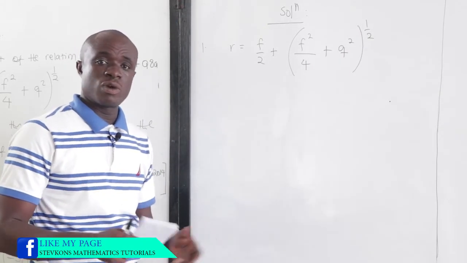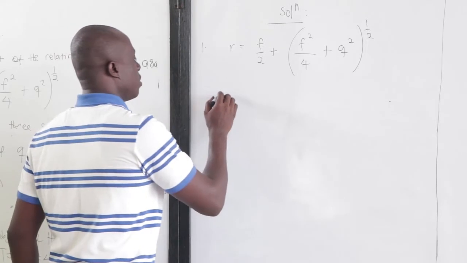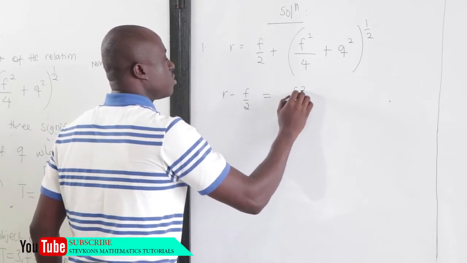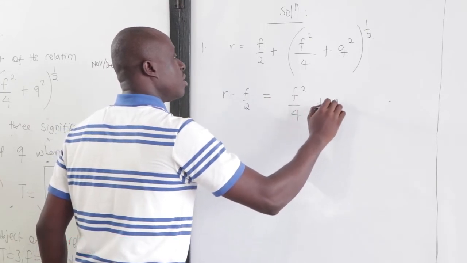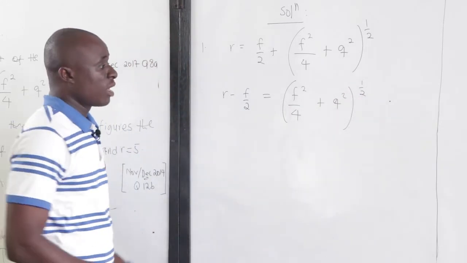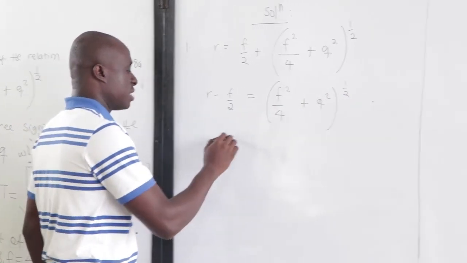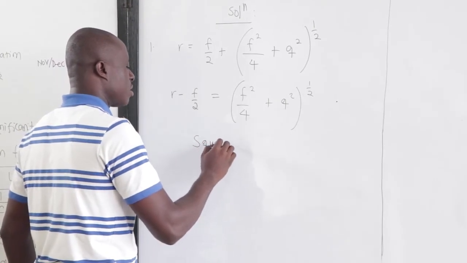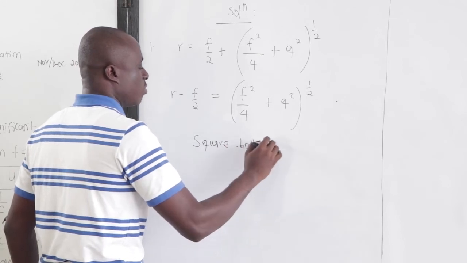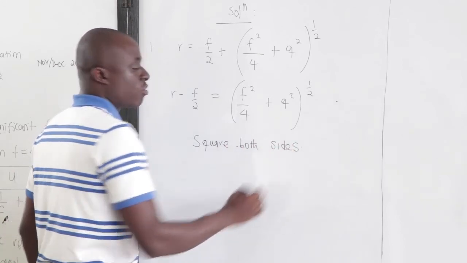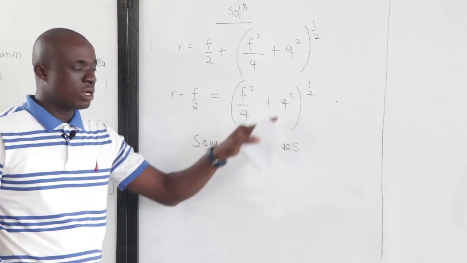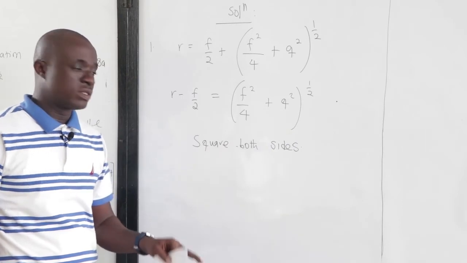So what are we supposed to do? First, group like terms and then square both sides. So from here, you can see that r minus f over 2, we are grouping like terms, so that we have only the term that will be able to make the subject. Now, from here, what do we do? We square both sides. Why are we squaring both sides? Because what we want to look for is in the radical, which is square root. Therefore, we have to square both sides.